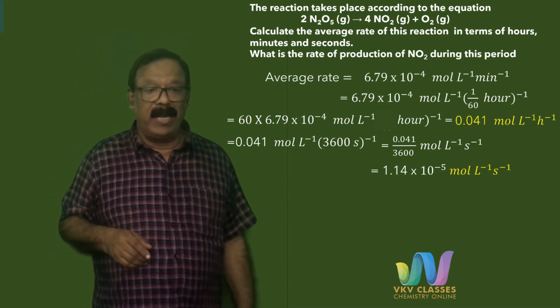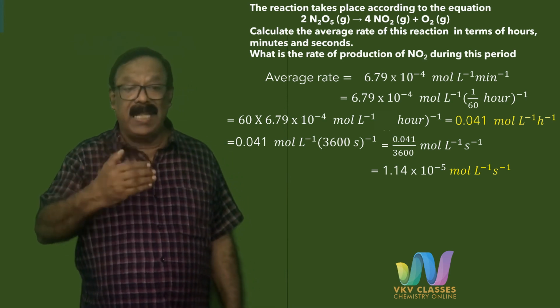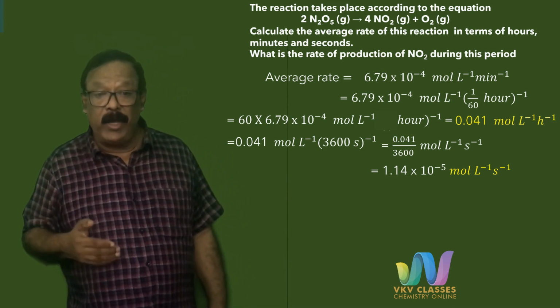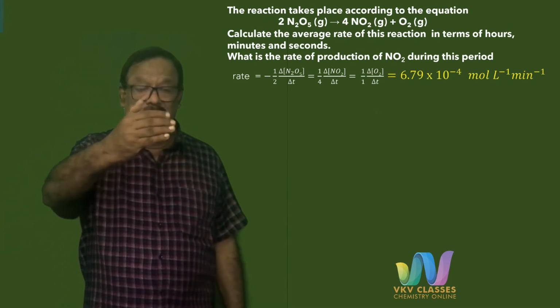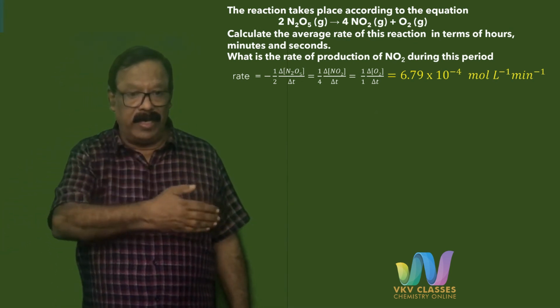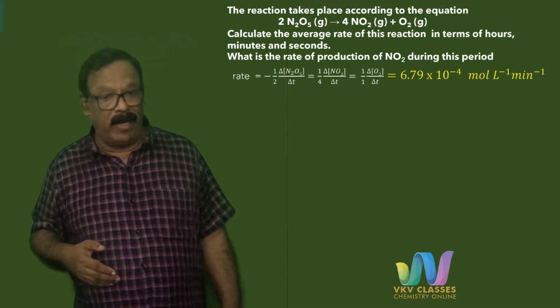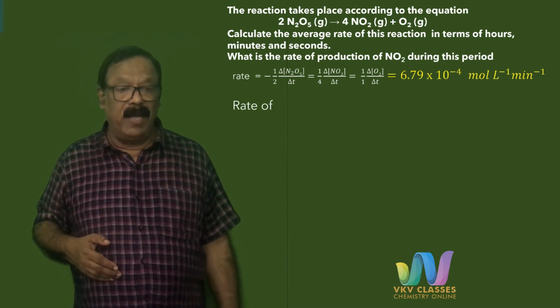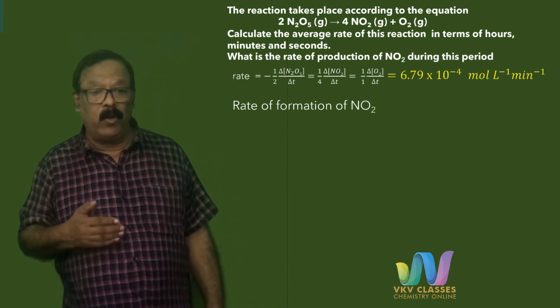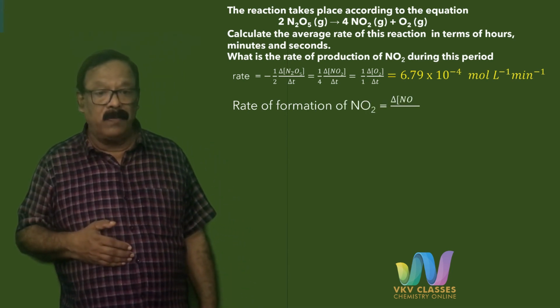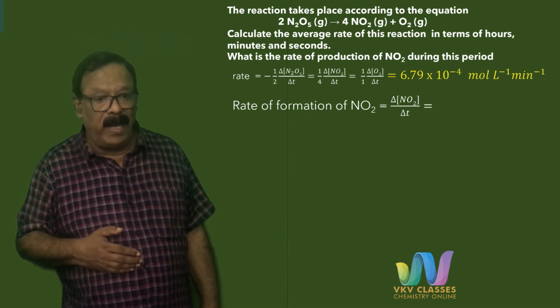Next, what is the rate of production of NO2 during this period, and the rate is given by this equation and we have already calculated 6.79 into 10 power minus 4 on it. So what will be the rate of formation of NO2? This will be equal to delta NO2 by delta T.